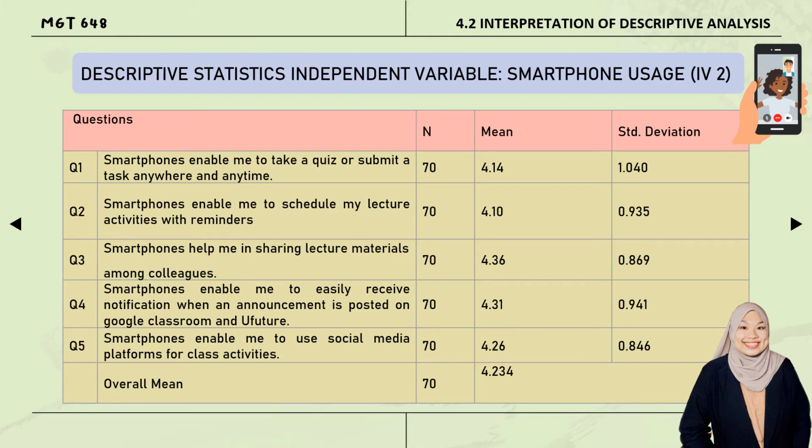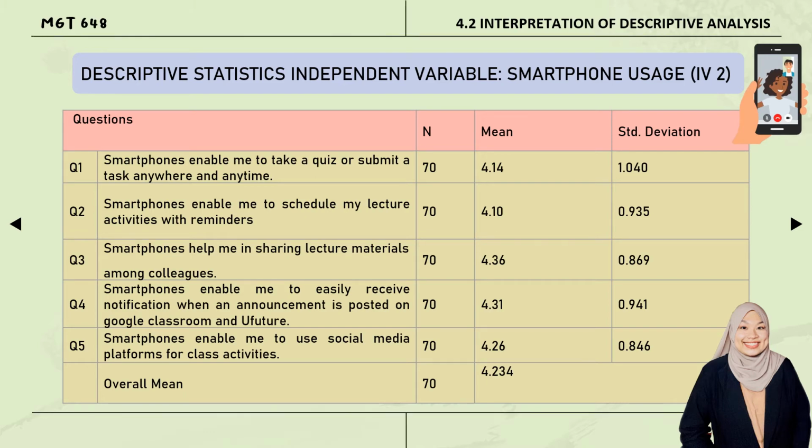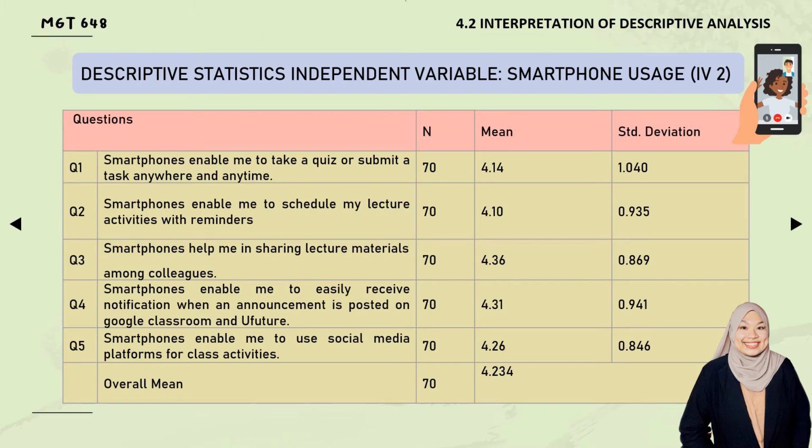For standard deviation, we can conclude that question 1 got the highest score with 1.040 or 25.12%. Next, question 5 can be considered the lowest score because the result shows 0.846 or 19.85% compared to others.